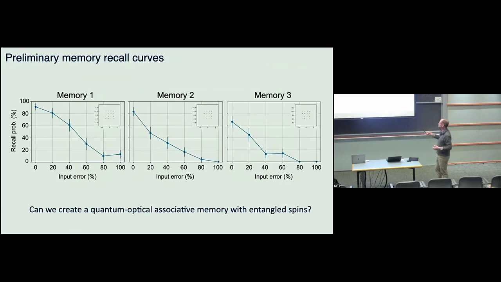So these are preliminary recall curves. We actually have better ones; I stupidly didn't put them on the slide yesterday. So this is a recall curve, and this is the percent input error. You can imagine this is like the number of bits that are flipped. And you can have this large basin of attraction. This is proportional to the basin of attraction, how many bits you can flip. Anyways, we're fleshing all this out now. There'll be a paper on the arXiv in a few weeks.